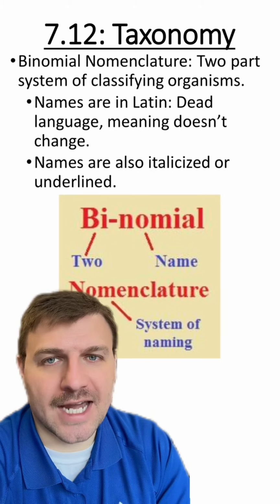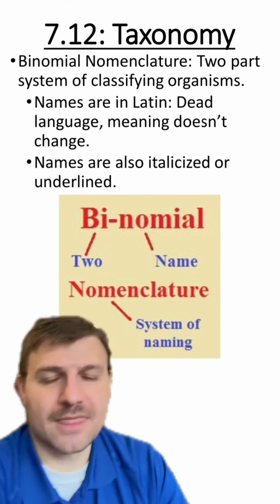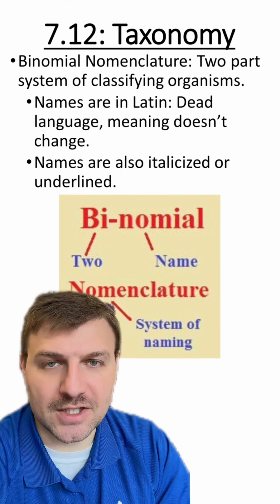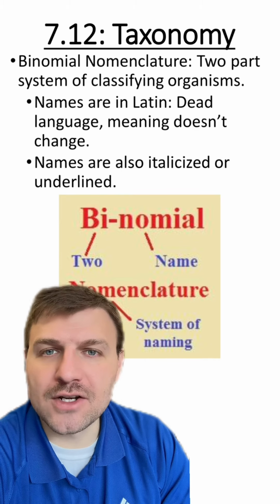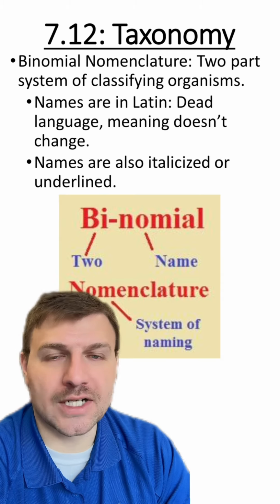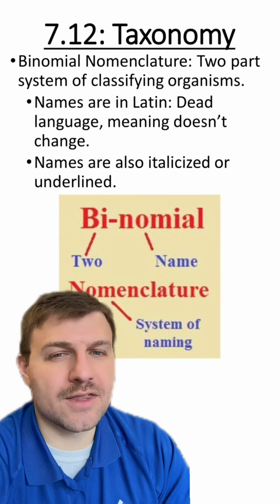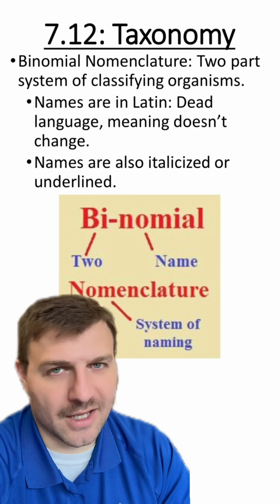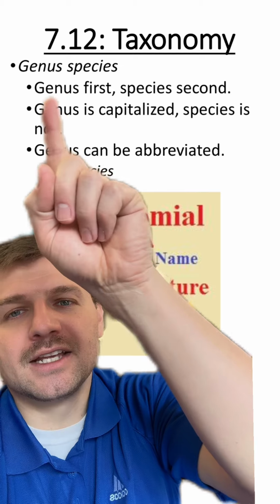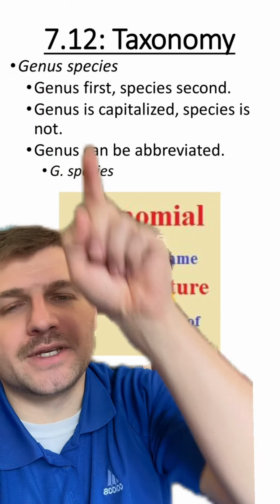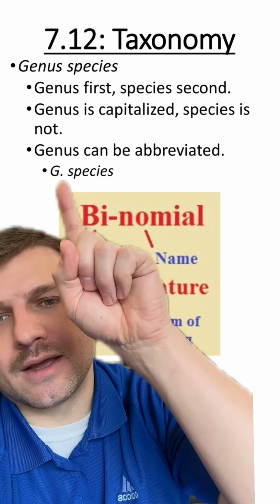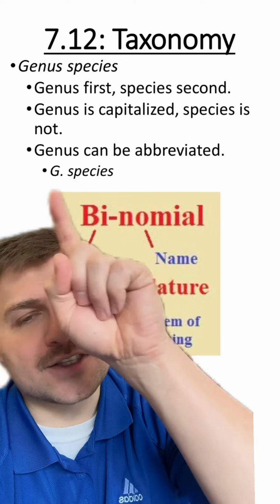We use something in taxonomy called binomial nomenclature. This is a two-name naming system that classifies organisms into species. Typically, we use Latin in binomial nomenclature since it's a dead language and the meanings aren't going to change. And when we write organisms in binomial nomenclature, we either italicize it or underline it. As you can see up above, we have our genus name first and our species name second. Genus is always capitalized, while species is never capitalized. We can also abbreviate the genus name with a first letter and a period, but that's not a requirement.